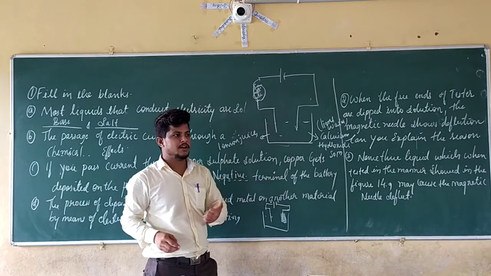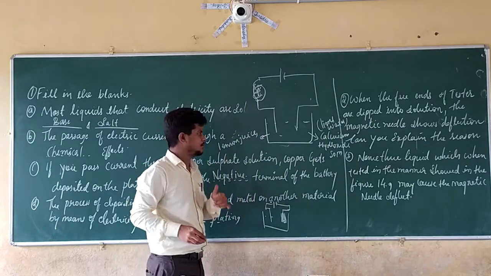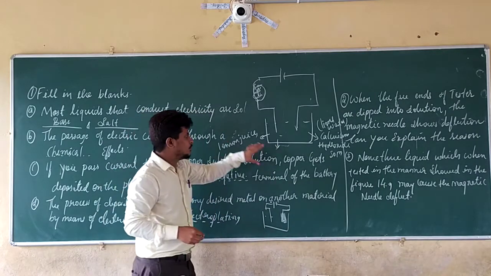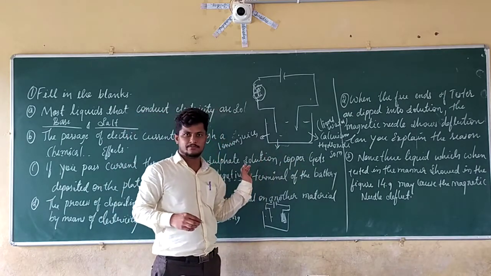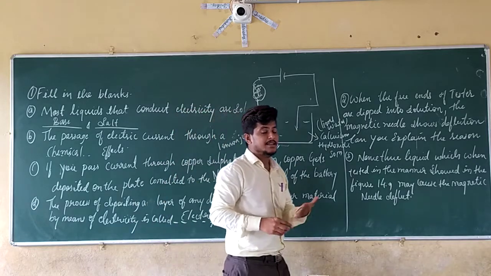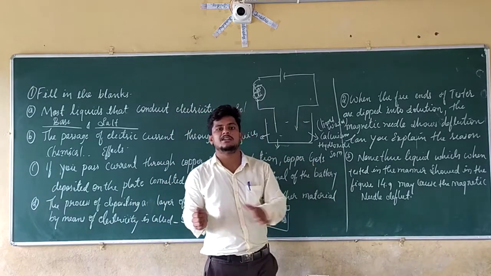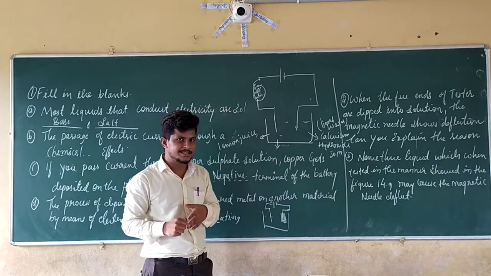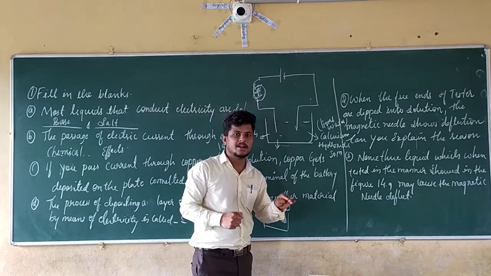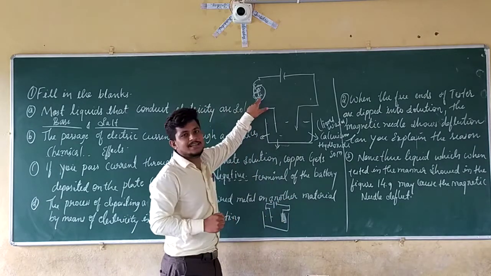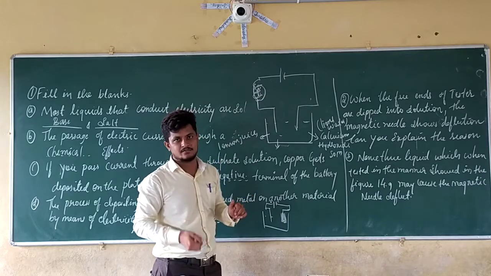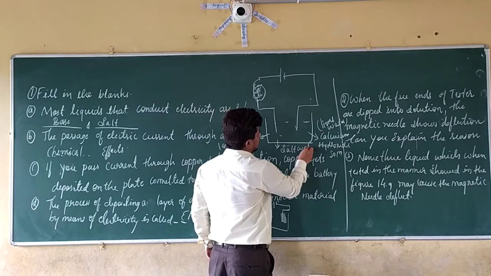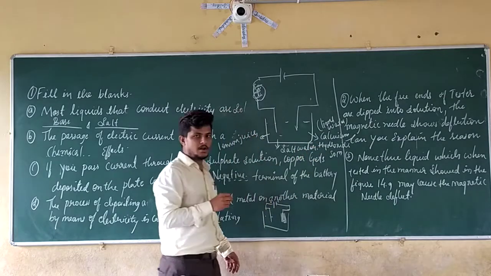Another example is the salt solution. If you take a solution of common salt, that solution is also going to conduct the electricity. If you remember the previous skill, salt water is a good conductor of electricity. If it is conducting the electricity, it is going to deflect the needle present in this magnetic tester. So we can take another solution as salt water.